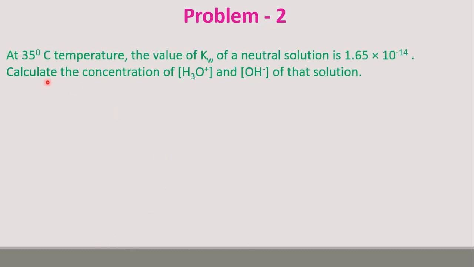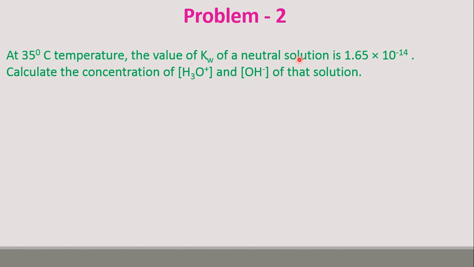Another problem. Problem 2. At 35 degrees Celsius, the value of Kw of a neutral solution is 1.65 into 10 to the power minus 14. Look, here the temperature is 35 degrees Celsius, so the value of Kw is also changed and it is 1.65 into 10 to the power minus 14. Calculate the concentration of hydronium ion and hydroxyl ion of that solution.